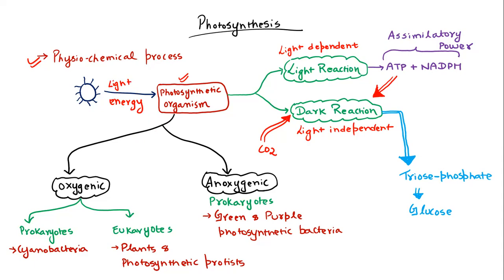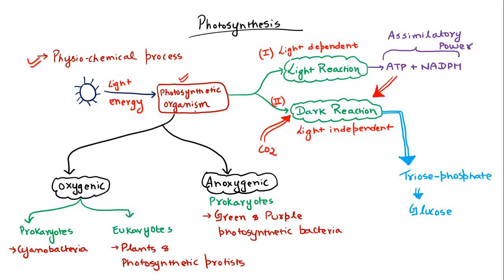So photosynthetic organisms absorb the light energy, and that light energy is first of all being used up for a series of reactions which we call the light reactions. Since they are directly dependent upon light, they are called light reactions. And then the second phase of photosynthesis is going to be the dark reaction, right? Now we have the light reaction and we have the dark reaction.